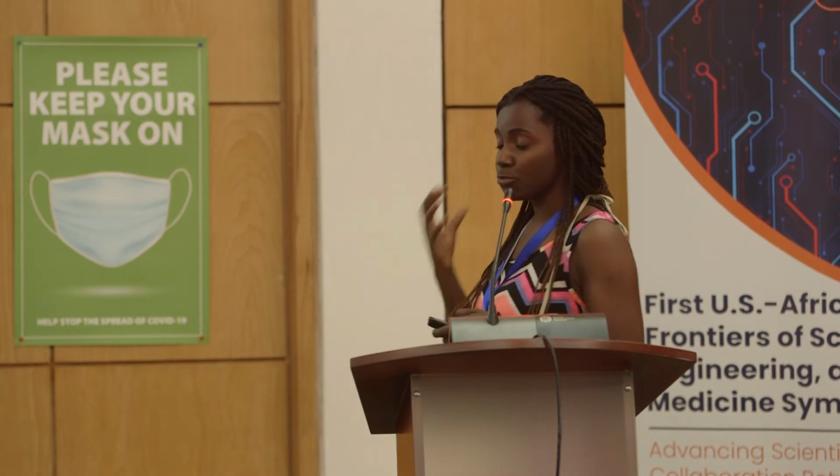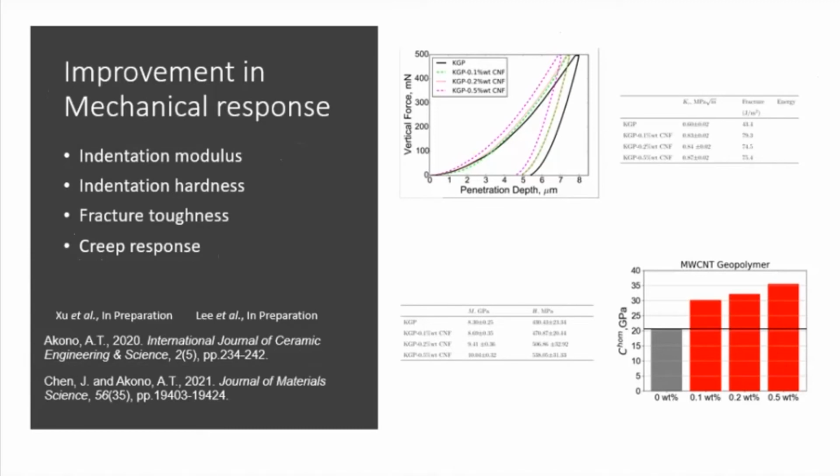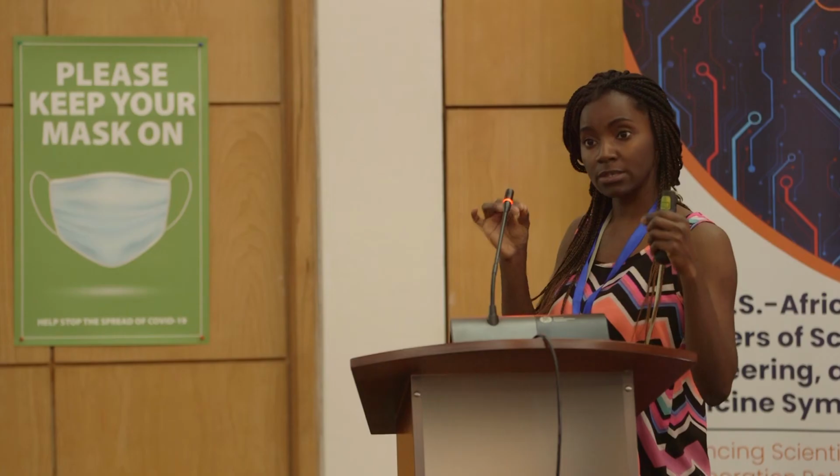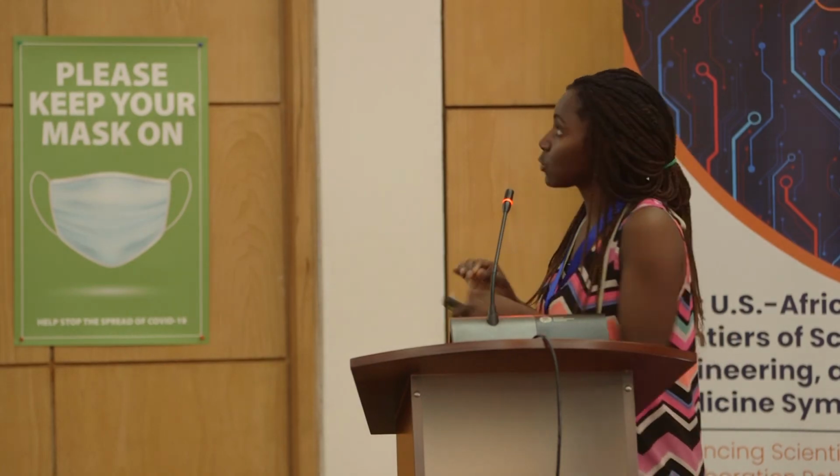Overall, we had an improvement in mechanical response. So we had higher values of the indentation modulus, higher indentation hardness, higher fracture toughness, that is fracture resistance, but also higher creep response that leads to better long-term property and long-term mechanical performance. Now, when you try to understand why we have it, for the fracture performance, for instance, we can link it to the presence of nanomaterial that will be bridging the crack. So this is what we can see.